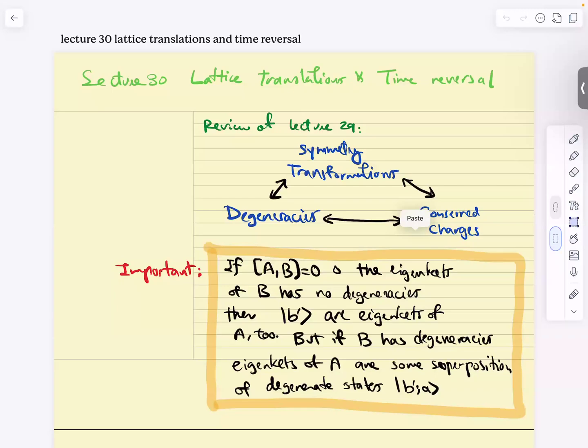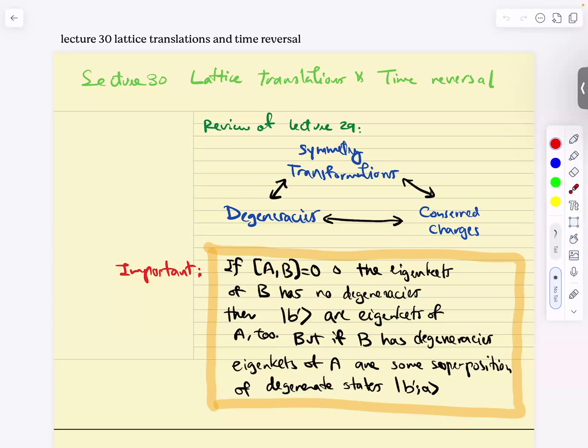All right. So this is the last lecture. We've reached the end of the semester. As I said, there will be a problem-solving session right after this in the physics department until 11:55. So today we're going to be talking about time reversal and lattice translations.